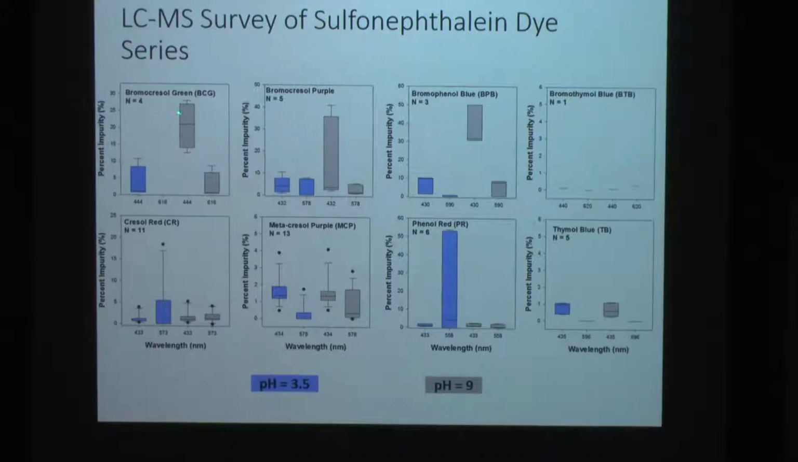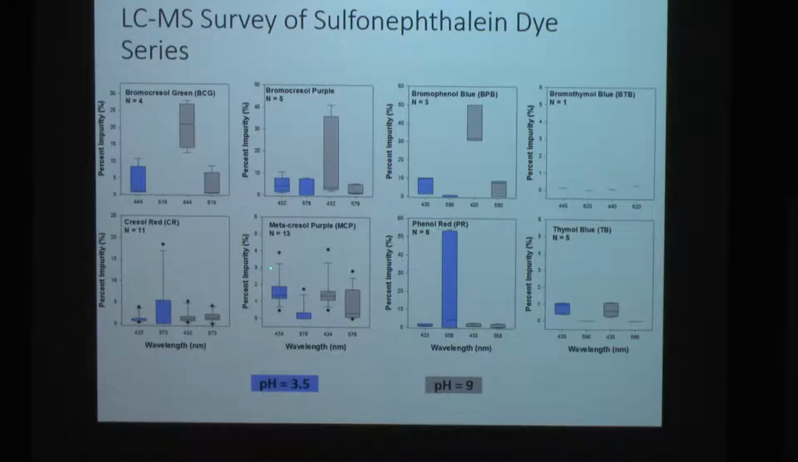And then she characterized the scatter that she got for impurities, total impurities, as a percent of the total amount of dye present. For bromothymol blue, she only had 1 compound available. 4, 5, 3, 11 for cresol red. For metacresol purple, because of the specific interest of this for pH work, she got 13 batches.